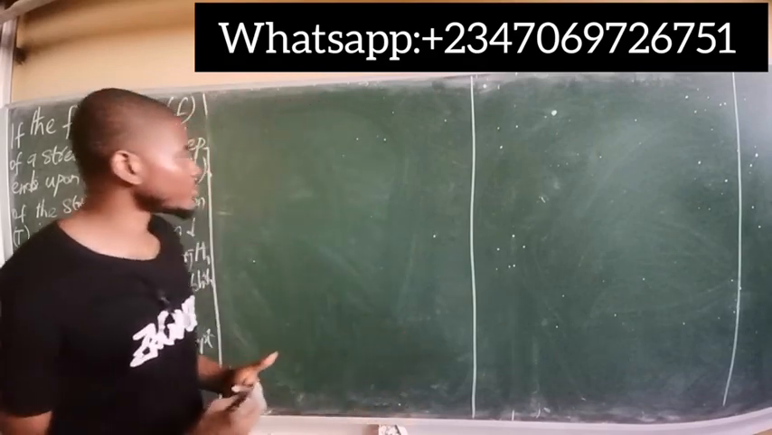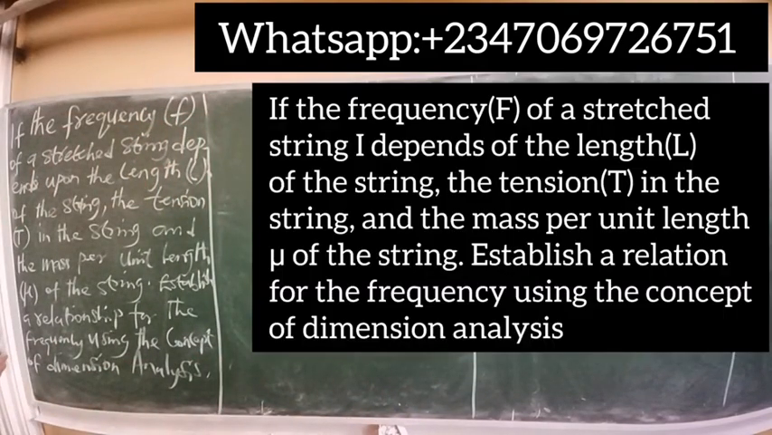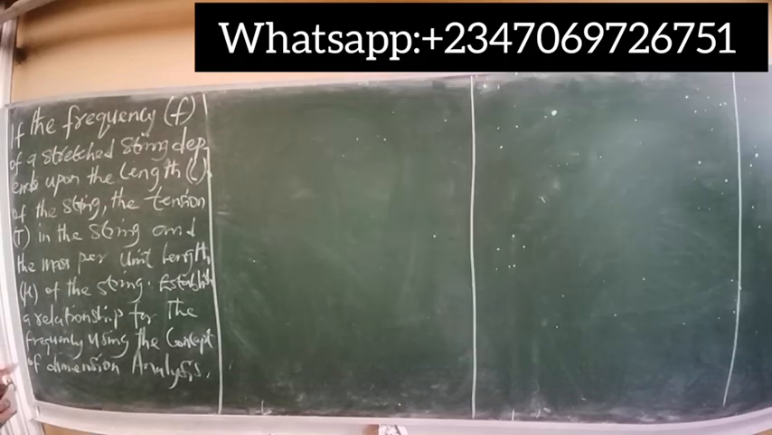Alright, so in today's class, we'll still consider dimensional analysis. Considering the question on the board, it says if the frequency f of a stretched string depends upon the length L of the string, the tension T in the string, and the mass per unit length mu of the string. The question says establish a relationship for the frequency using the concept of dimensional analysis. So let's state what was given in the question.